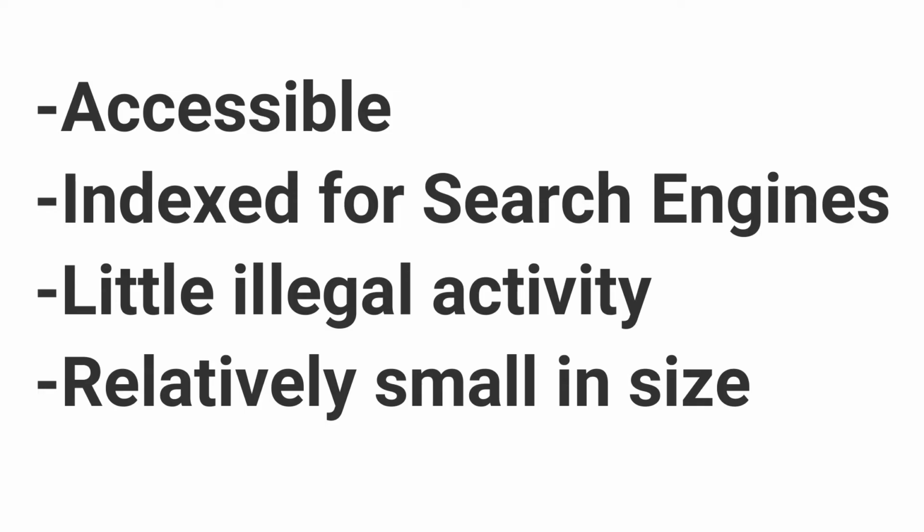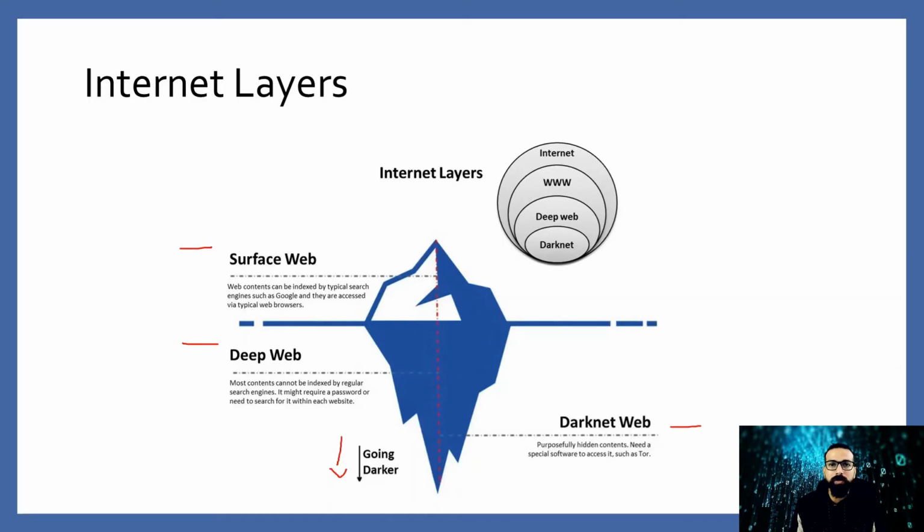For example, you open google.com, you search for news, you open bbc.com, you read the news, and that's it. You don't need any special software, you don't need any special permission, you don't need to pay, you don't need to use any special protocol, software, or technique to access it. This is the surface web, which we, being standard users, browse regularly.